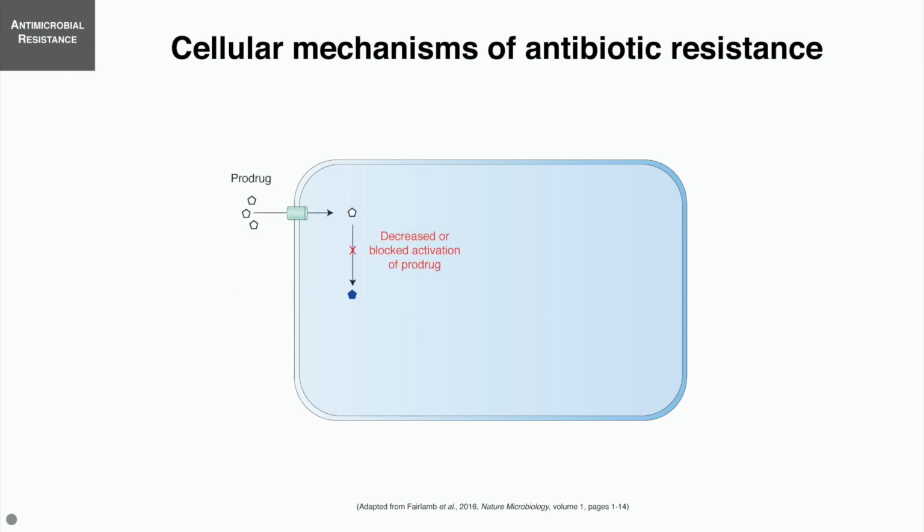Some antimicrobial chemotherapeutic agents require activation by the microbial cell. If this activation step is somehow lost or weakened, there will be little or no active compound to exert its antimicrobial activity. Antimicrobial chemotherapeutic agents that need to act inside the cell can be partially or completely excluded if the entry point is modified or lost. Lastly, the microbial cell can simply expel the antimicrobial compound by active transport out of the cell.